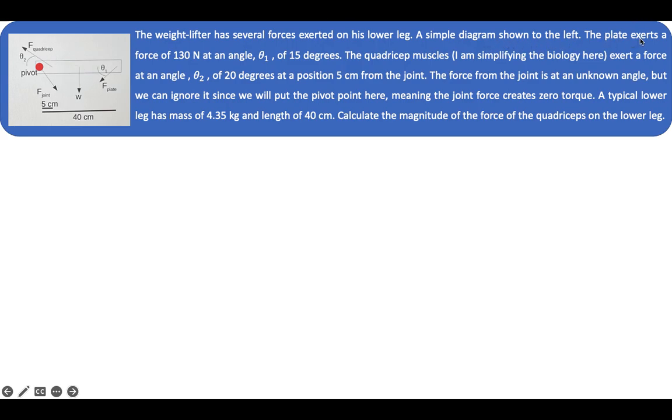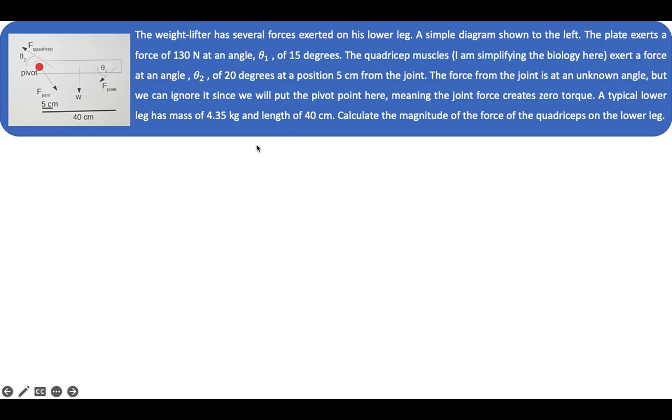The plate exerts a force of 113 newtons at an angle θ1 of 15 degrees. The quadricep muscles, I'm simplifying the biology here, exert a force at an angle θ2 of 20 degrees at a position 5 centimeters from the joint. The force from the joint is at an unknown angle, but we can ignore it since we will put the pivot point here, meaning the joint force creates zero torque.